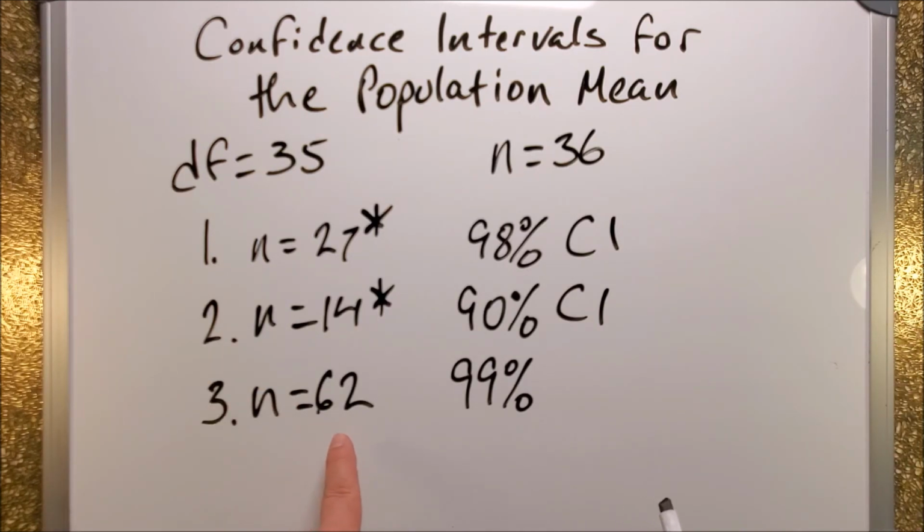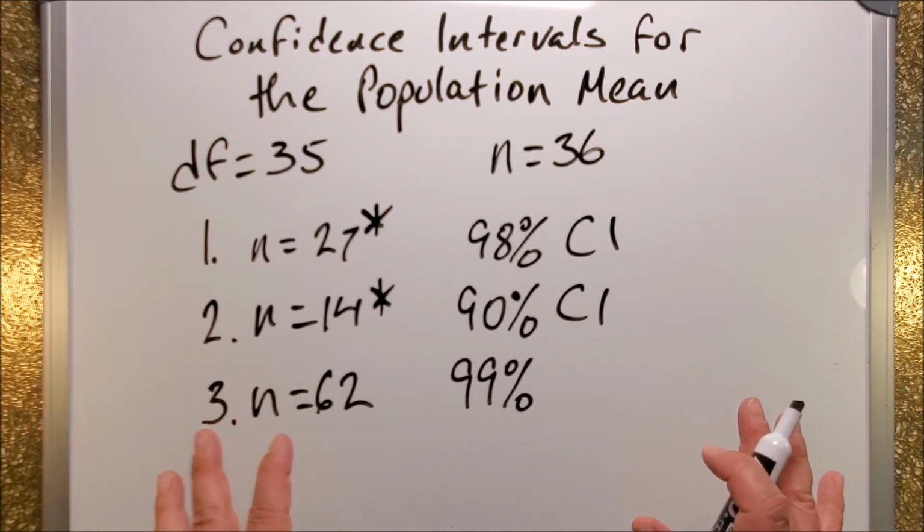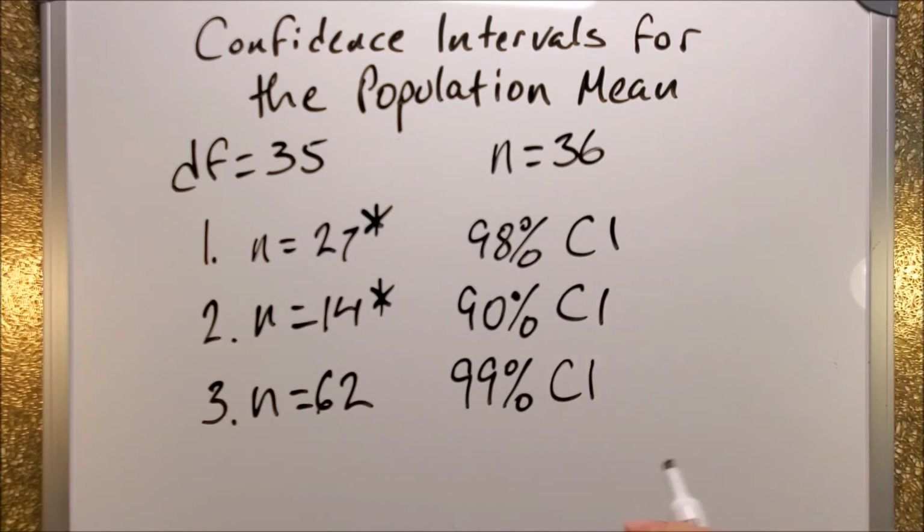The third one, we have a sample size greater than 30, so we're okay. We have normality based on that. We don't care if the population is normally distributed. That's a good thing. And in this case, we're looking for a 99% level of confidence. Okay? Go ahead and pause your video now, and we'll come back.